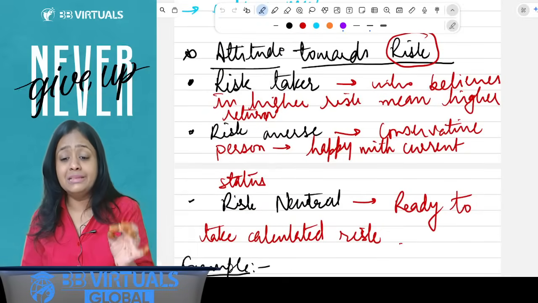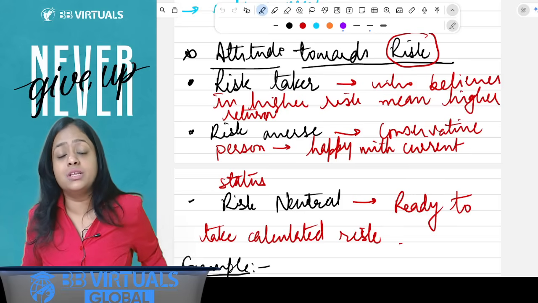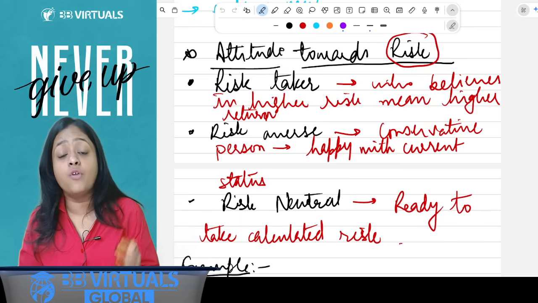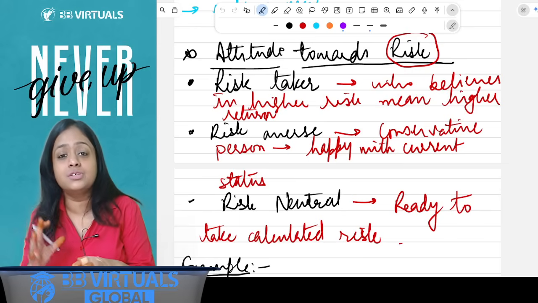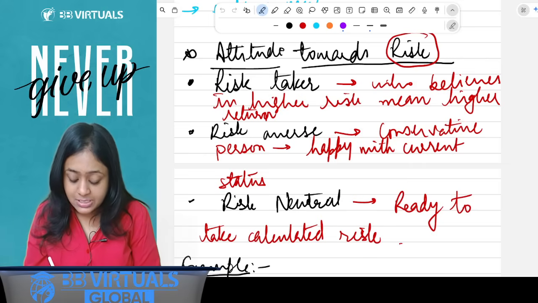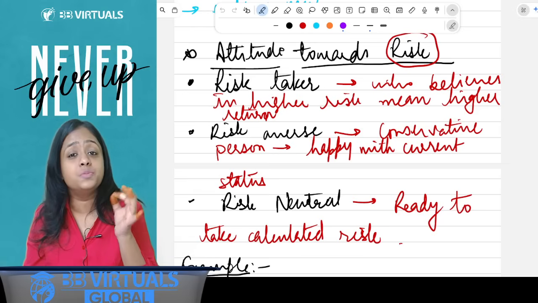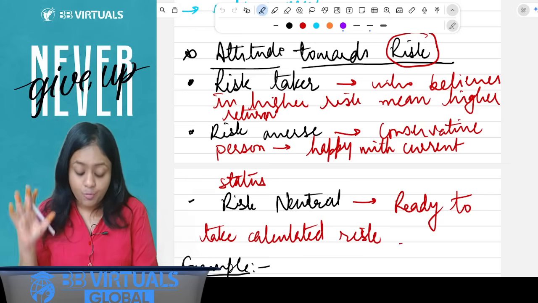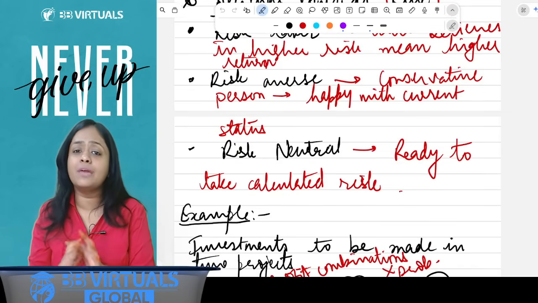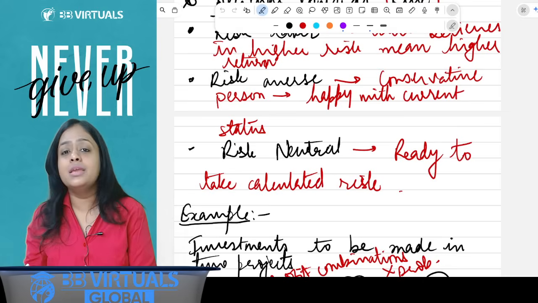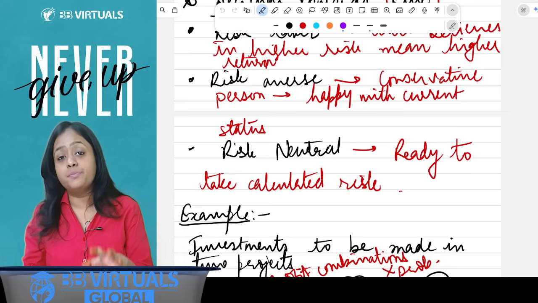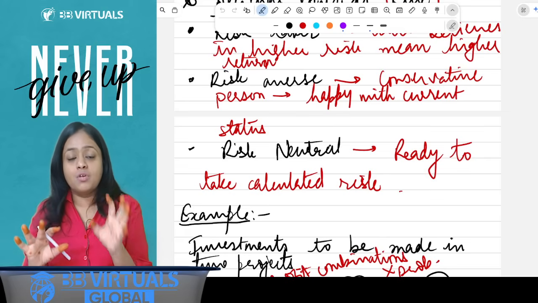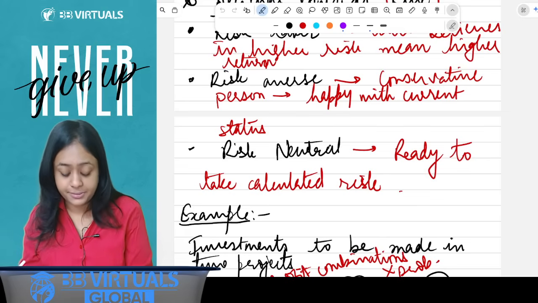Now in this chapter, most essential is to understand the attitude towards risk of the persons. Is the attitude towards risk that of a risk taker, or a risk neutral person, or a risk averse person? A risk taker is somebody who believes that higher returns mean higher risk. So he's always going to look for maximizing his return, highest return. When we say risk averse person, he's happy with whatever he has and he doesn't want to take much risk. He is a conservative person. So he is always the person who would like to go for the best return among the least risky options.